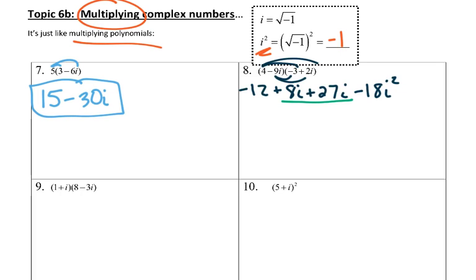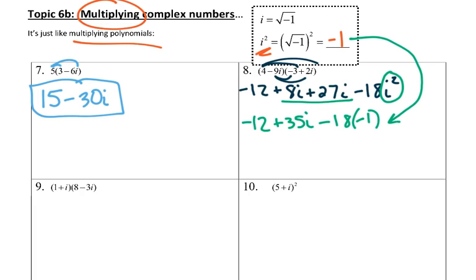So now, middle terms will combine just like normal polynomials with x's and y's, but this i squared is going to be a little bit funky. So the negative 12 is normal plus 35i from the middle, but this negative 18i squared is really negative 18 times negative 1 because i squared is negative 1. So now we can actually combine it further, and we'll get negative 12 plus 35i plus 18, where we have some more like terms. So that's going to give us a 6 plus 35i.